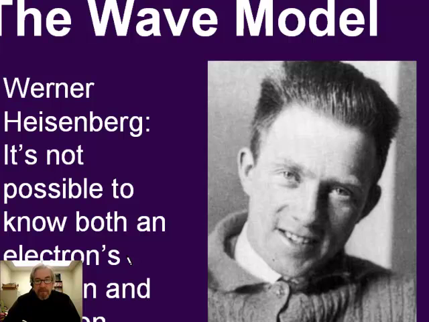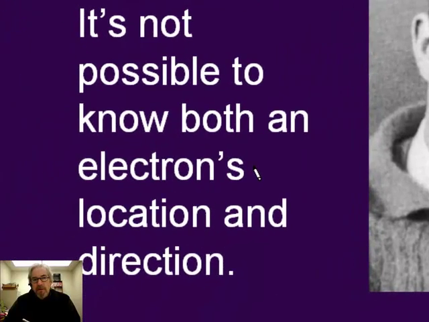Another big problem with the Bohr atom that went beyond just de Broglie's idea that things have to be in waves was when Werner Heisenberg, another physicist, showed how it's not possible to know two things about an electron at the same time. One is where it is, and the other one is where it's going. In other words, you can't know its location and its direction at the same time because the very act of measuring it actually changes it.